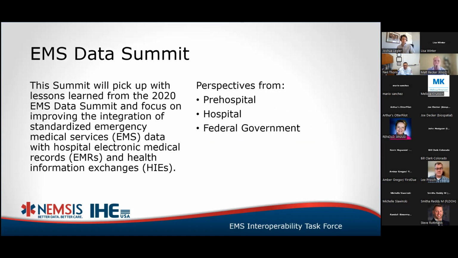Here's roughly what we're looking at for the EMS Data Summit. We'll pick up with lessons learned from the 2020 EMS Data Summit, the one that was held about 6 weeks before COVID shut everything down, and focus on improving integration of standardized EMS data with hospital data and information exchanges or networks. We're going to get perspectives from pre-hospital, from hospital, and the federal government perspective.